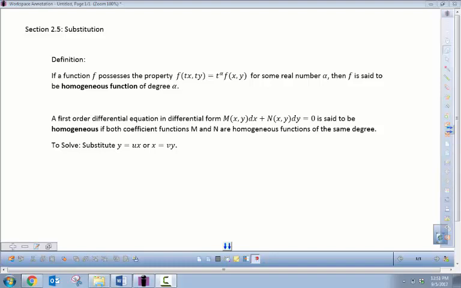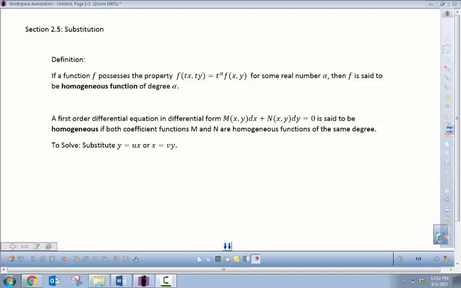A homogeneous function of degree n is a function where if we replace the variables x and y with t times x and t times y, we can somehow collect and factor out those t's to just be of one power. So that's the definition of a homogeneous function. And your first order differential equation is homogeneous if both of the functions M and N are homogeneous functions with the same degree.